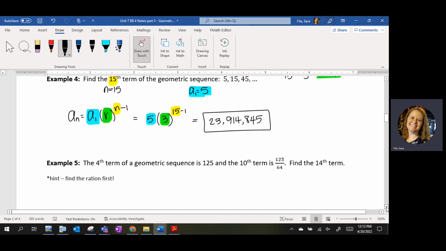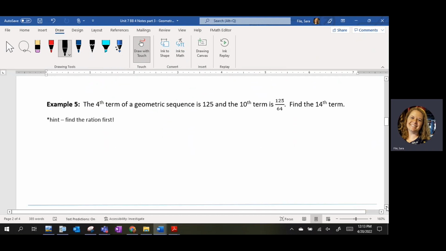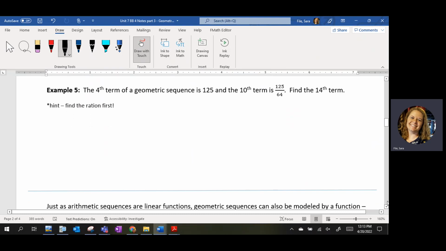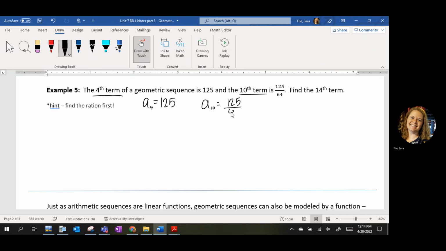All right, 5 is a little more complicated because we are not given consecutive terms. They give us the 4th term is 125, so a sub 4 is 125. And they give us the 10th term, so a sub 10 is 125 over 64. They don't tell me R, the ratio, and these are not next to each other in the sequence, so I can't simply divide them, can I?